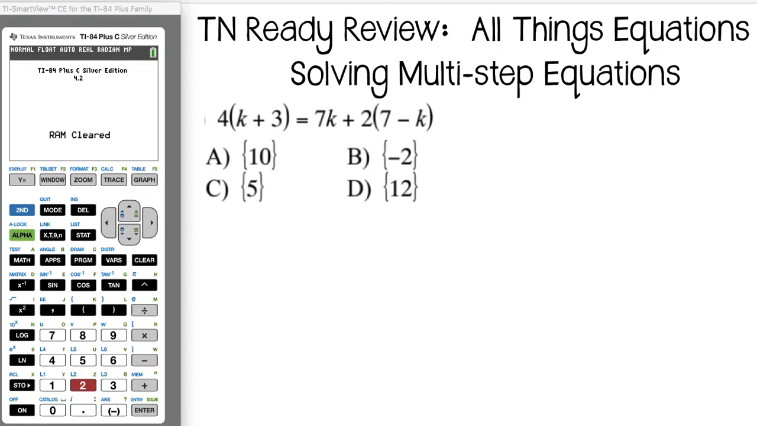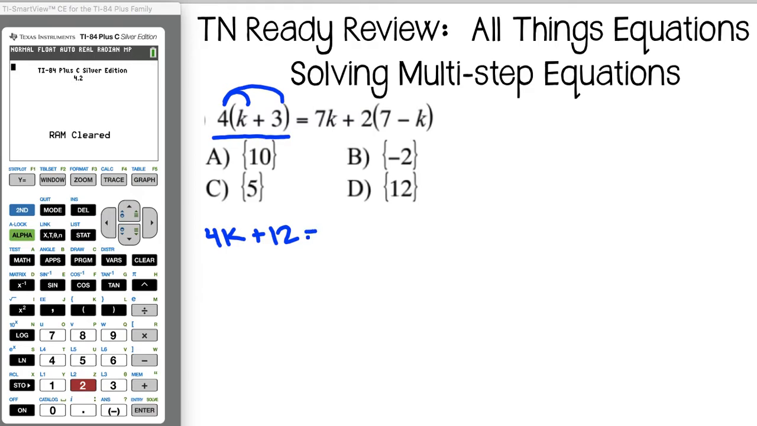Hey guys, so we're going to work on solving multi-step equations. One of the things I know about solving multi-step equations is the first thing I need to do is clear my grouping symbols. So right here, this is a grouping symbol. I have 4 times k plus 3. Anytime I see a parentheses, I know that that is another way to write multiplication. So I have 4k plus 12.